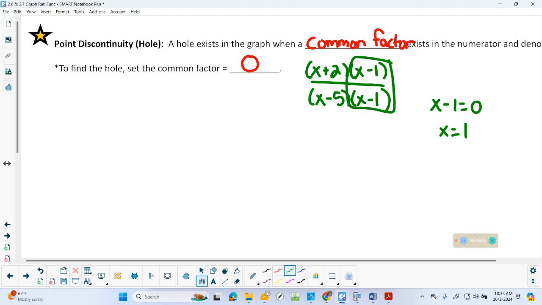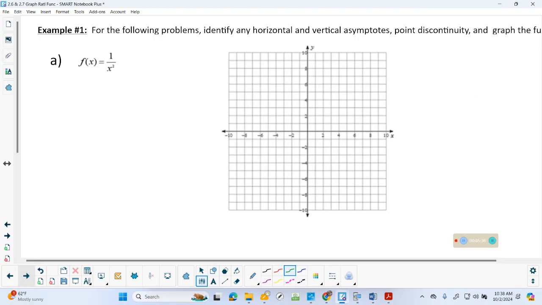Okay, all right, let's start easy. Let's start easy with some kind of basic ones and work our way up. So I look at this, I'm like, well, this doesn't look too crazy, okay? Again, you can use your calculator to help sketch them. I'm going to do some of it by hand, of course. So first things first. For the following, identify any horizontal, vertical asymptotes, point discontinuity, and graph it. So 1, there is no hole in this graph. There's nothing to factor out of the top. There's nothing to factor out of the bottom. I don't have a hole. I'm not going to worry about it.